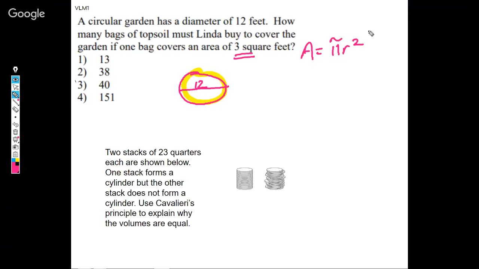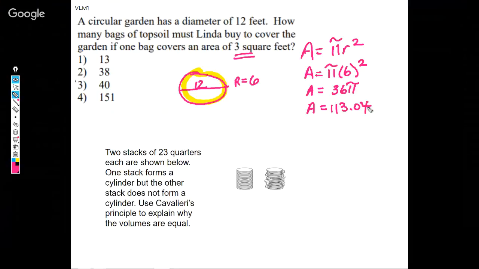But the catch is they gave us the diameter. So what's our radius for this circle? 6. So now we're going to get our area equals pi, and then we're going to put in 6 squared. So this will be 36 pi, and I forgot my calculator somewhere. Oh, no, here it is. And then when you do 36 times pi, what I would do is use 3.14. I wouldn't use the pi button. You're going to get the area equals 113.04.